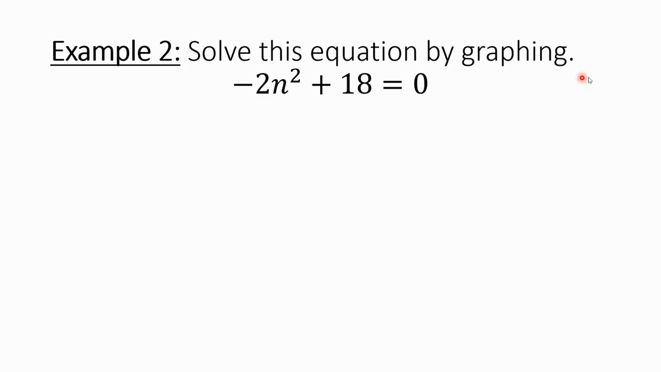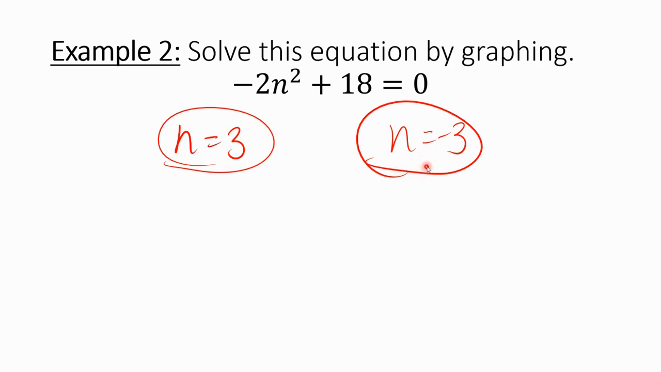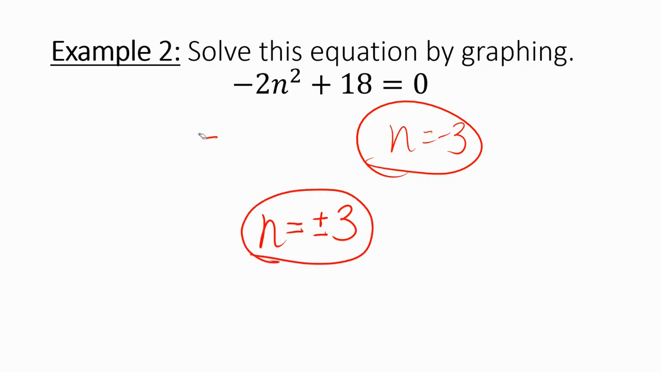Notice this one does not say you need to check your solution, so you don't need to plug it back in this time. You can, though, if you want to. And the solutions this time are n equals 3 and n equals -3. Now, you might remember from earlier in the year, we learned a symbol. If they're the same number but different signs, there's a little shortcut. You can save yourself about 3 seconds, and you can just say n equals positive or negative 3. So you could write that instead of the other two if you'd like to.